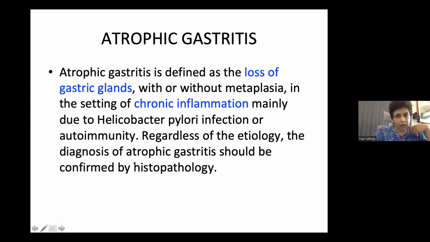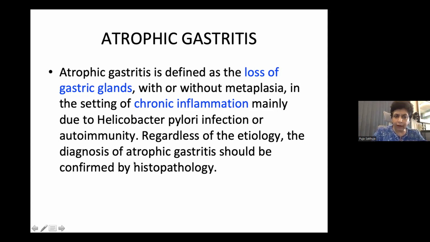Now, atrophic gastritis. What is atrophic gastritis? When there is a gastritis, that is, there's inflammation, there may be pititis, abscesses, varying grades of gastritis, but in addition, there is loss of glands. So the glands become fewer in number, with or without metaplasia. So chronic inflammation and loss of glands is there, with or without metaplasia. It can be in the setting of H. pylori infection or in autoimmune gastritis.